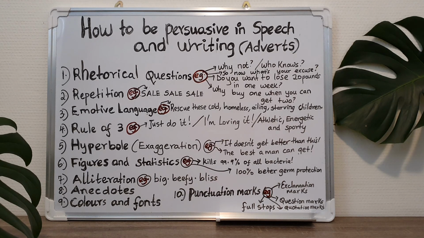The next one is quotation marks. Okay, use quotation marks. Now you can use quotation marks to be sarcastic. Okay, and also use full stops. Look at the example under alliteration, number 7, "Big. Beefy. And bliss." So use your punctuation marks effectively. Choose them wisely and use them effectively.